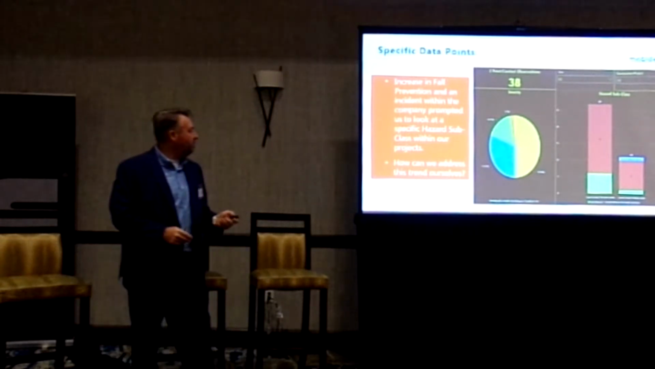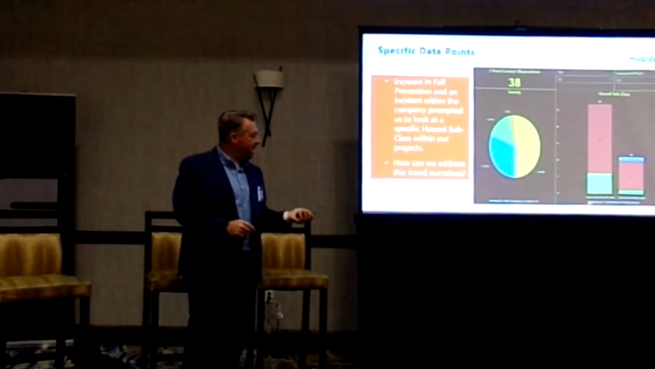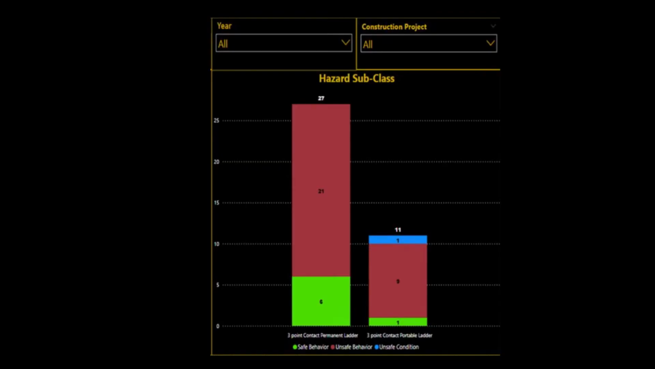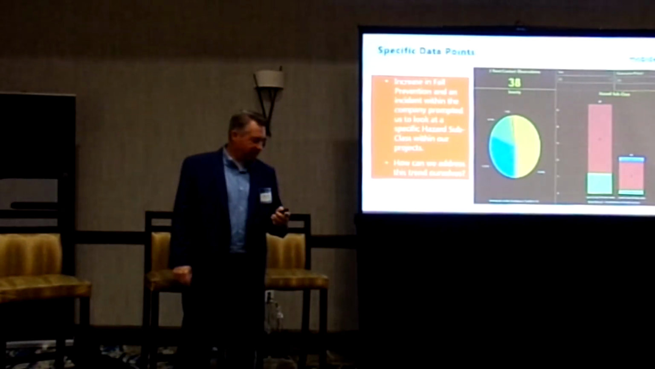That was one of our specific hazard subclasses. And then we found that we only had three-point contact with ladders. We didn't have three-point contact with stairs. So that was one we quickly went and added back in as a choice to select when we're out in the field doing observations.